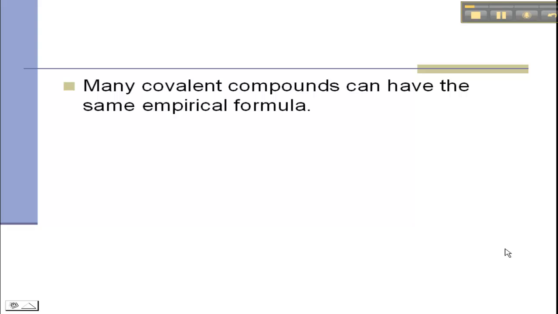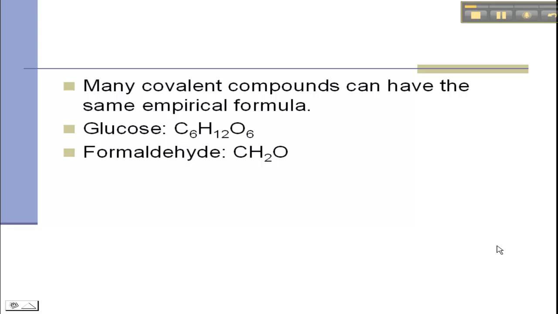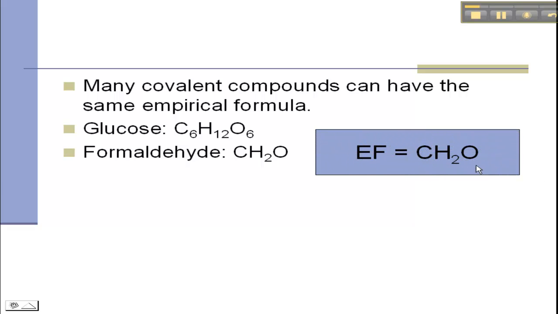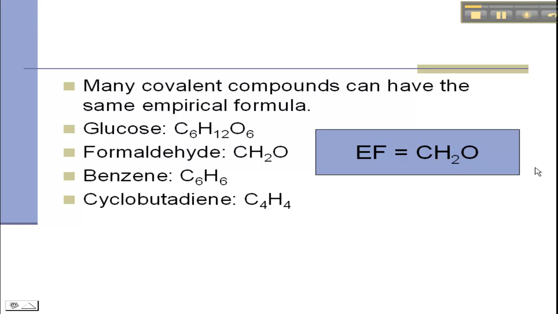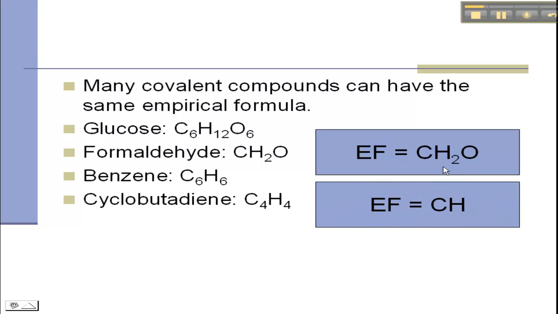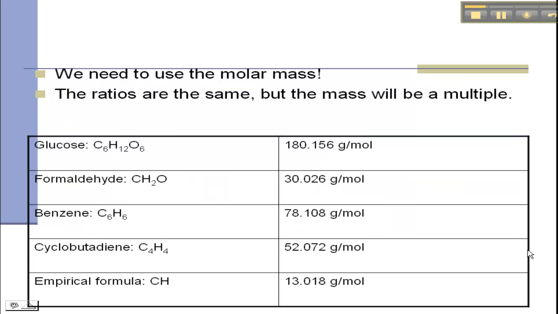Now, many covalent compounds are going to have the same empirical formula. For example, glucose is C6H12O6, formaldehyde is CH2O. Notice that they both have an empirical formula of CH2O. Benzene is C6H6, cyclobutadiene C4H4. Those both have an empirical formula of CH. So how can we tell the difference?